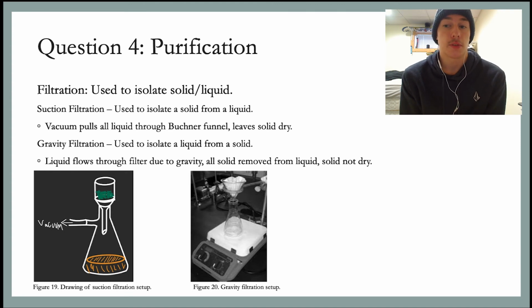The second method of filtration is a gravity filtration, which uses gravity to pull liquid through a filter paper, leaving the solid behind. This is usually used to isolate a liquid from a solid, as it removes all the solid from a liquid but does not dry the solid in the filter. The filtrate is usually of interest in a gravity filtration. On the bottom, there's a drawing of a suction filtration apparatus and an image of a gravity filtration setup.